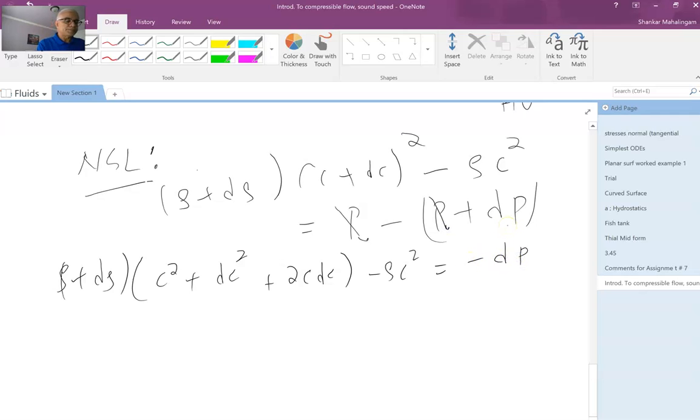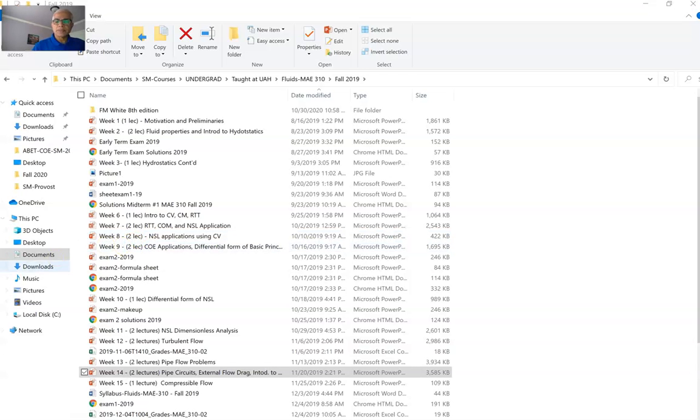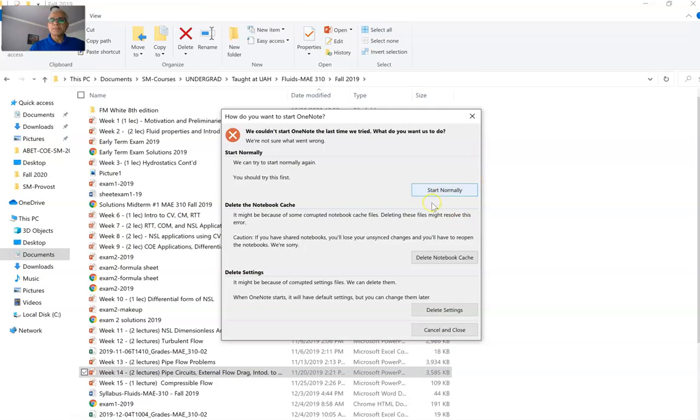Let's expand this further. So I'm going to get rho C squared plus rho dC squared plus 2 rho C dC, plus I take this d rho term and multiply that throughout my expression.